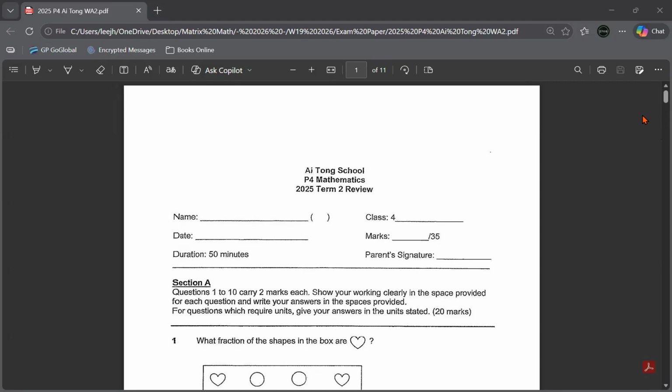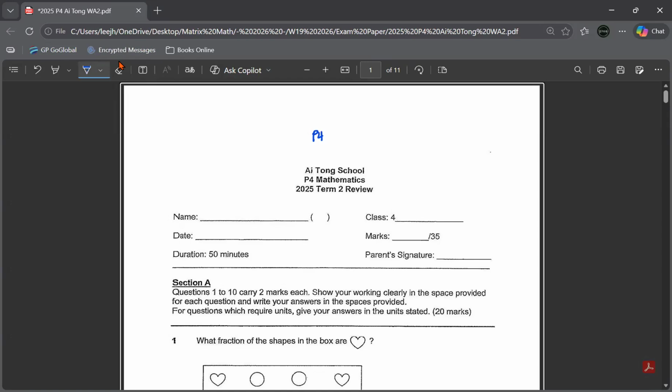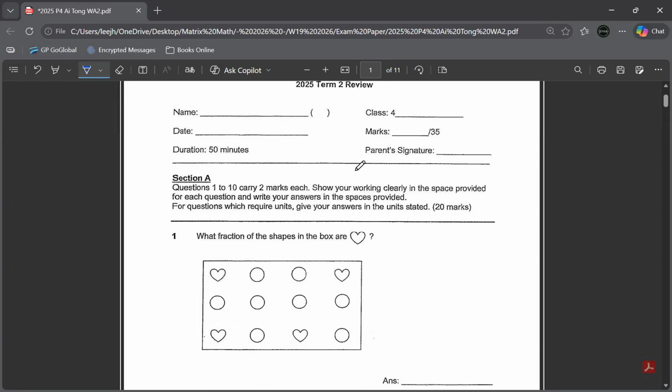P4 Tong primary school term 2 review. So this one is actually for, let me write it, the week P4 week 19 2026 practice. So I'm going to the first question.